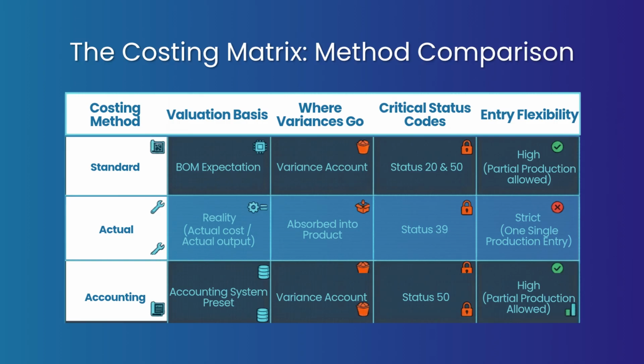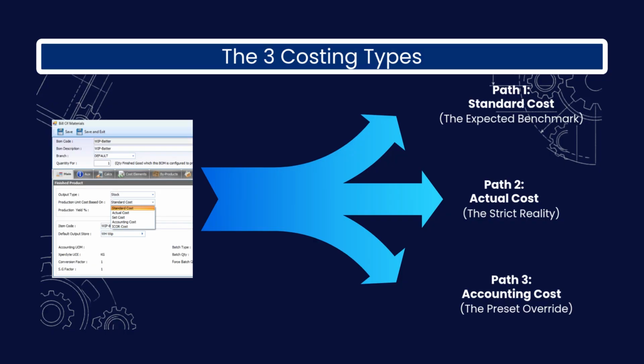The three main costing methods available in Xperdyte demonstrate distinctions in their status life cycles, processing capabilities, and how variances are managed. Let's look at these distinctions in more detail. First, there is standard costing, which is based on your expectations. Second, we have actual costing, which is based on real-world results. And finally, accounting cost, which is driven by your preset values in your accounting system.